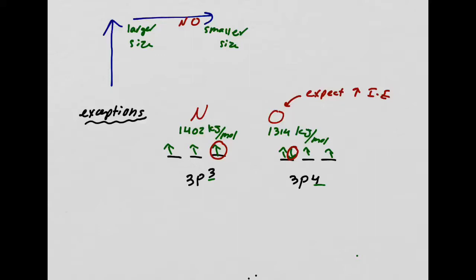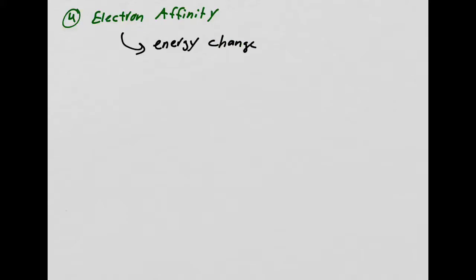The next one is electron affinity. Now, ionization energy was the energy needed to remove an electron. Electron affinity is an energy change to add an electron. Okay? So ionization energy was energy needed to remove an electron, and you always need energy to remove an electron. Electron affinity is to add an electron.